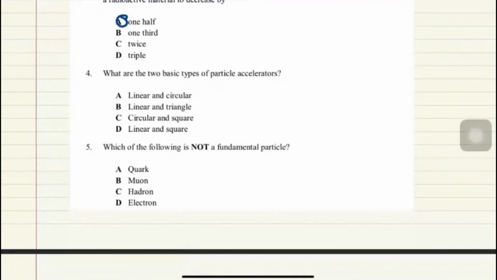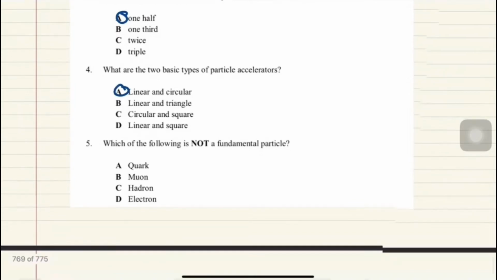Dah tengok belum video? So apa 2 basic types yang kita belajar? Linear dengan circular. Yes, linear and circular. So linear acceleration and circular acceleration. Linear accelerator dengan circular accelerator.